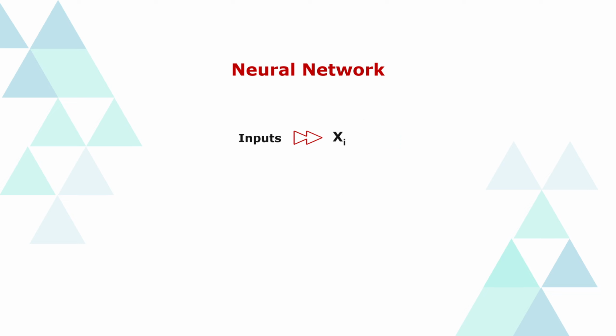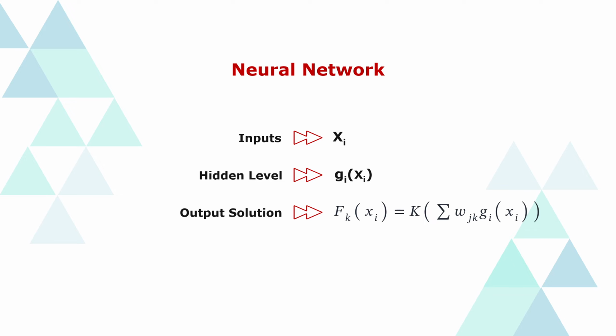We consider the inputs level equal to xi. Then, the hidden level contains the function gi in terms of xi. As a result, the output's level solution is calculated as shown. In other words, there is a set of input data and their corresponding outputs based on the design points obtained from the design of experiment, DOE. The neural network adjusts the weights or hidden layers by comparing the inputs and outputs. This is called the learning process.